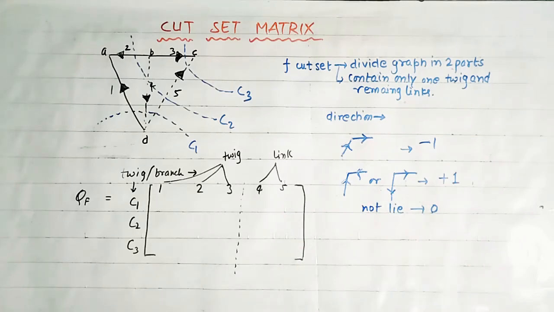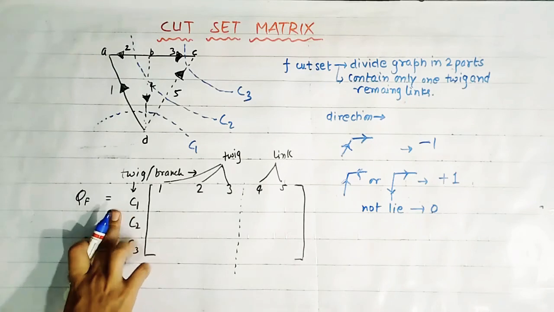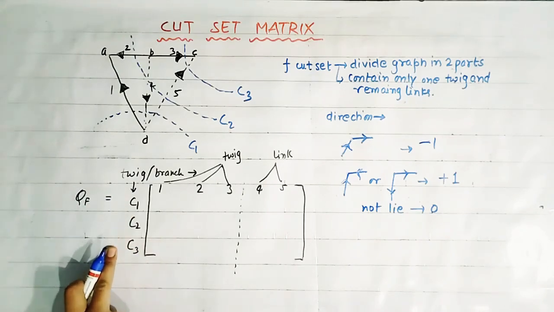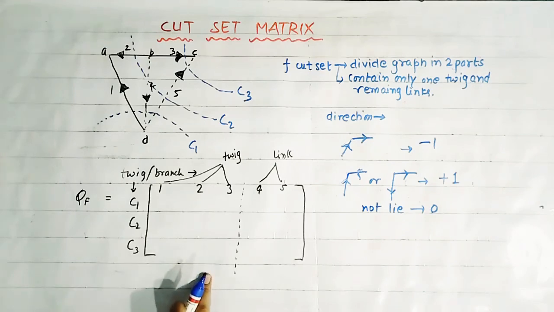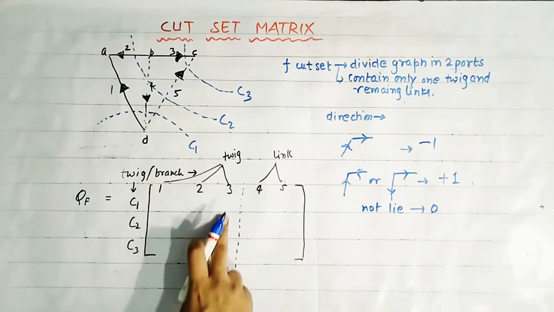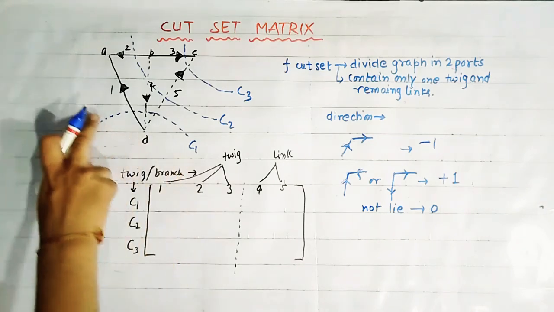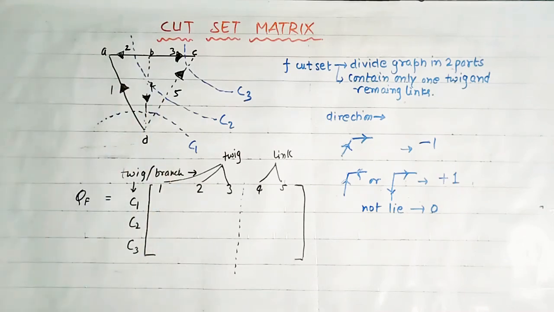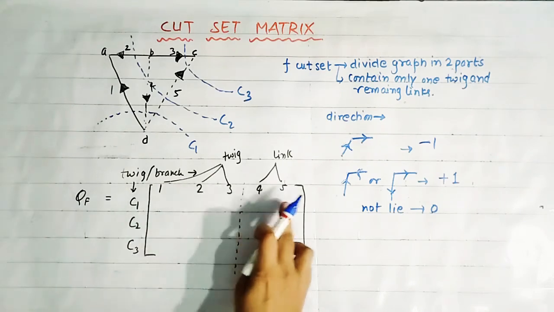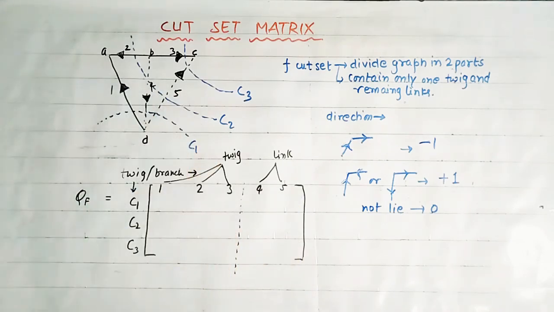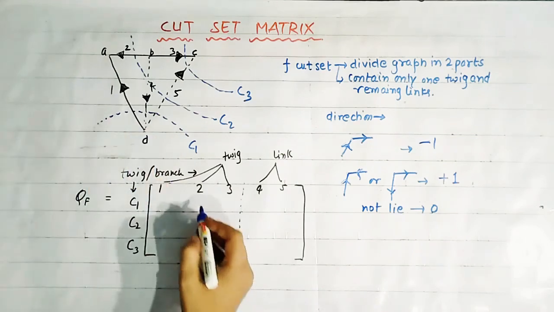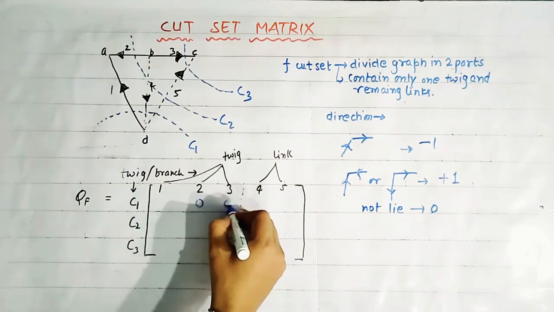See, first of all we will draw the row for cut set 1. Here the number of rows in this matrix equals the number of cut sets, and the number of columns in this matrix equals the number of branches. So first we will write the cut set 1 row. In cut set 1, branches 1, 4 and 5 are included, and remaining branches are not included in this cut set. That's why 2 and 3 are not included, so we make them 0.